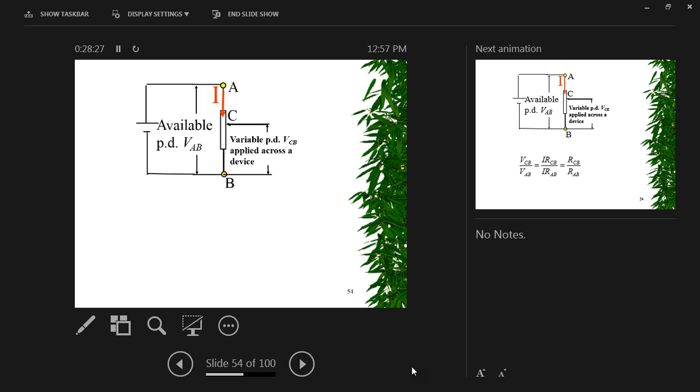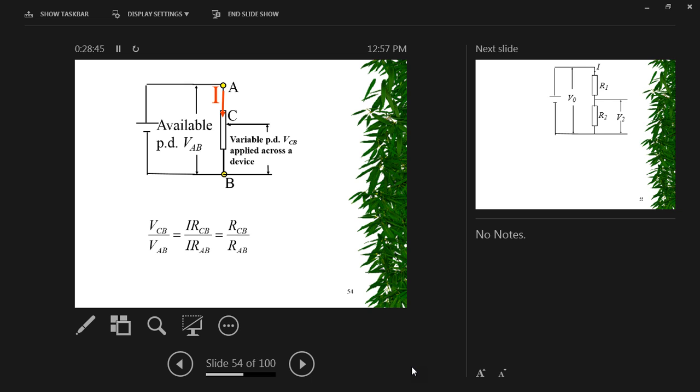No. Well, it wouldn't. Would it read 0? It wouldn't also, right? So your intuitions tell you, number one, it won't read the same as VAB. It also won't read 0. It will read somewhere in between. So this principle will actually formalize how much it should read. So actually, it's a very simple ratio. The potential divider principle says the voltage between B and C as a ratio of the voltage between A and B is just equal to the ratio of the resistors between C and B divided by the total resistance between B and A. That's all.